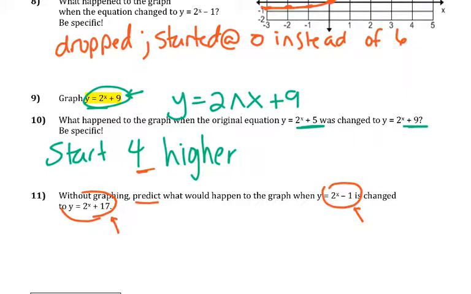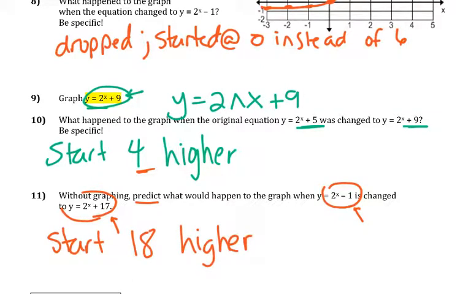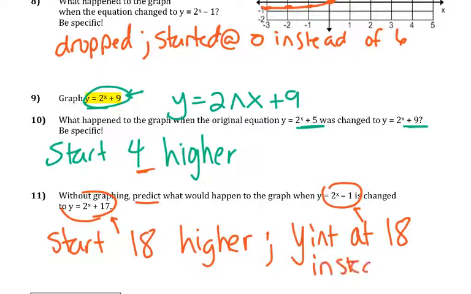Okay, what you should have written is it's going to start 18 higher, because the difference from -1 to a positive 17 is 18. You could also say that the y-intercept will be at 18 instead of 0. Okay, so it's starting 18 higher, and so one way or another you need to say that.